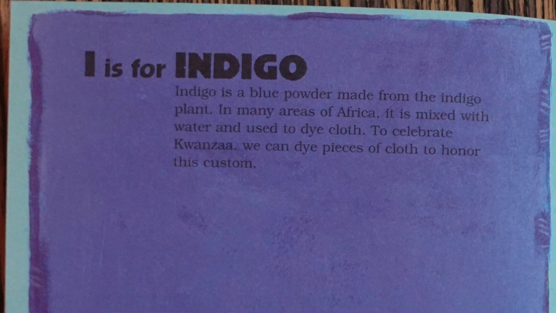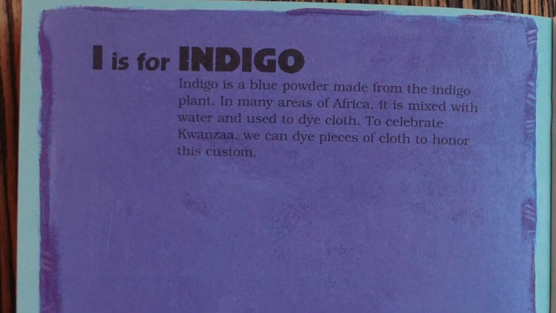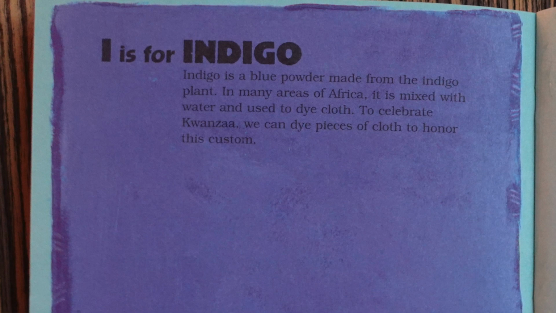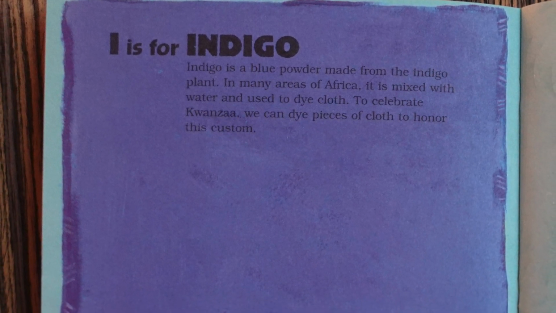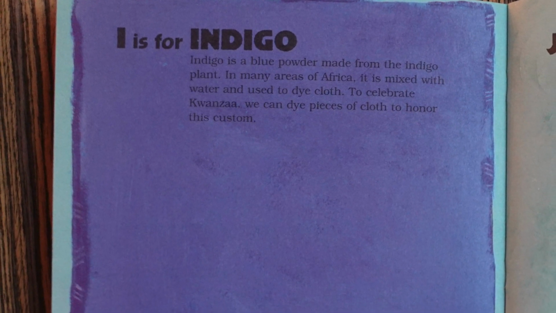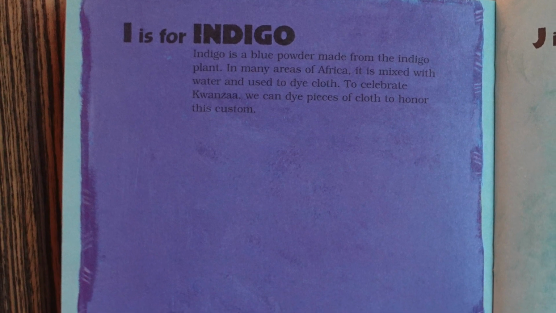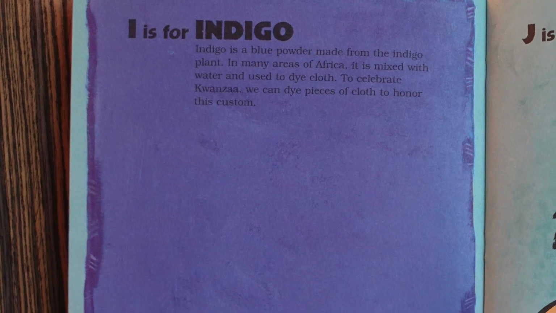I is for indigo. Indigo is a blue powder made from the indigo plant. In many areas of Africa, it is mixed with water and used to dye cloth. To celebrate Kwanzaa, we can dye pieces of cloth to honor this custom.